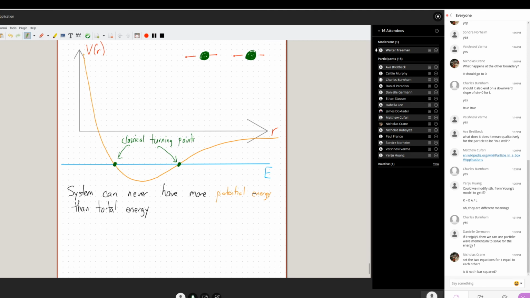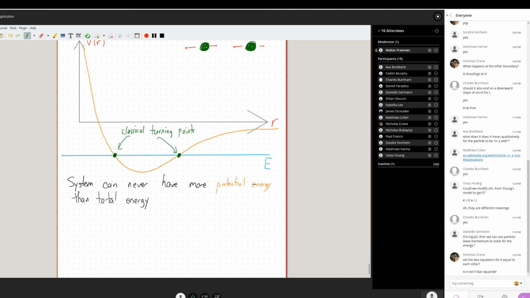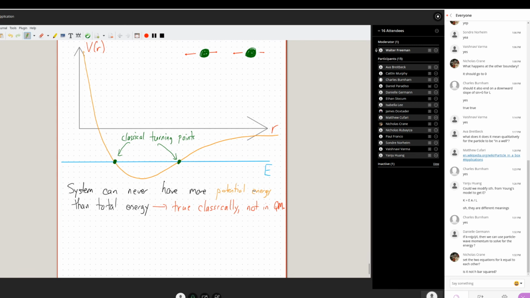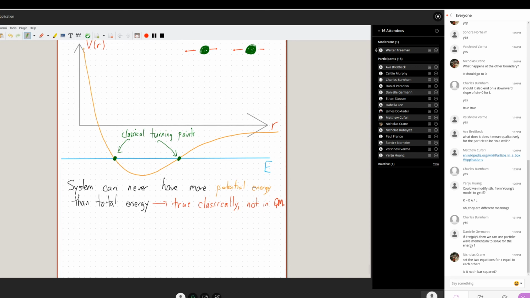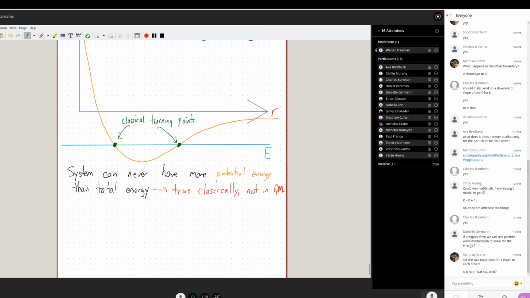We'll see in quantum mechanics that this is not necessarily true. This is true classically, not in quantum mechanics. They're called the turning points because if I have these two atoms bouncing back and forth, when they get to that radius away from each other, they will turn around. The turning point literally means it turns around here.